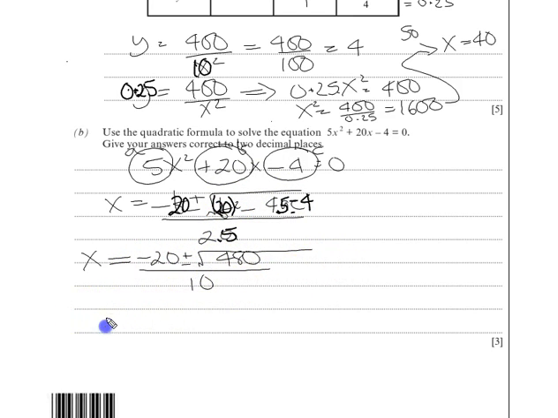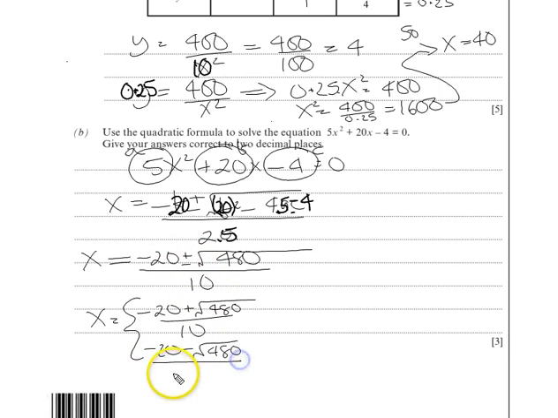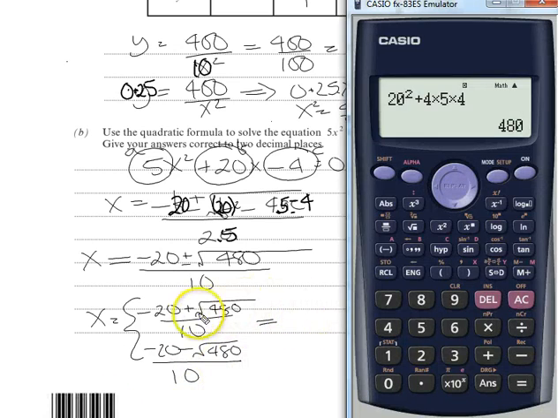So we'll have our two solutions then. x equals, so it'll be minus 20 plus the square root of 480, over 10. Or it will be minus 20 minus the square root of 480, because it's plus or minus, isn't it, over 10. So let's tap these in. So get our calculator back out. Minus 20 plus 480. So clear all this, I think.